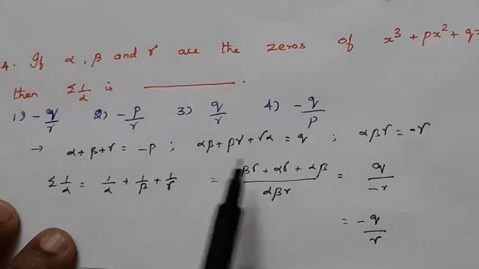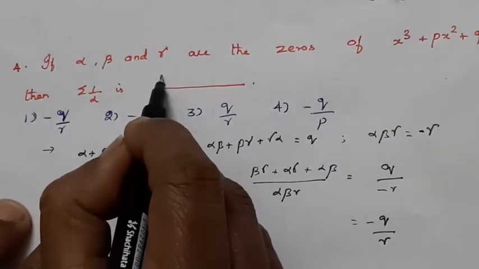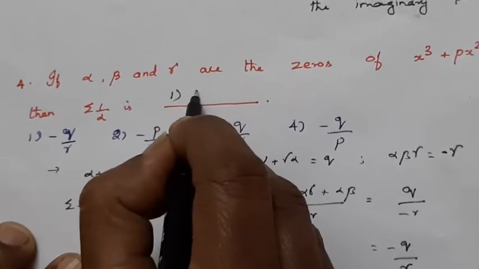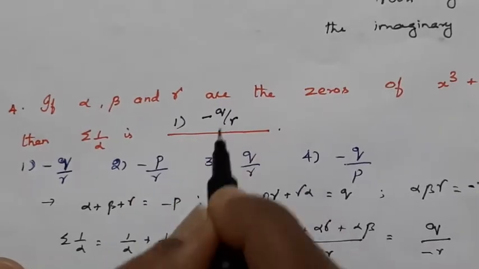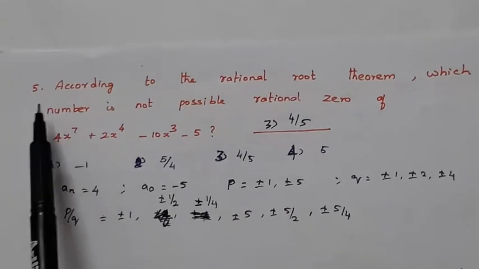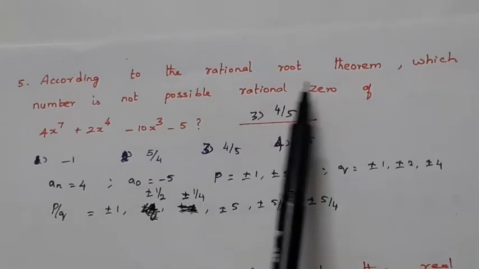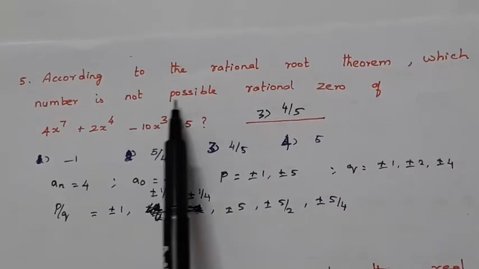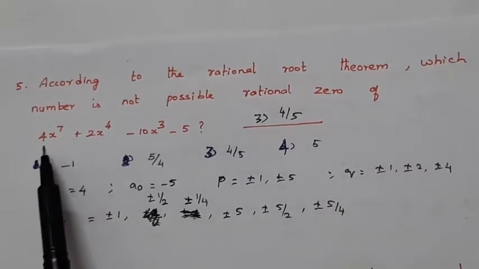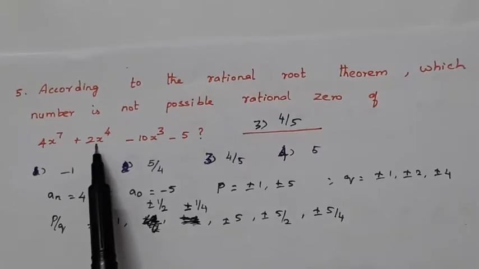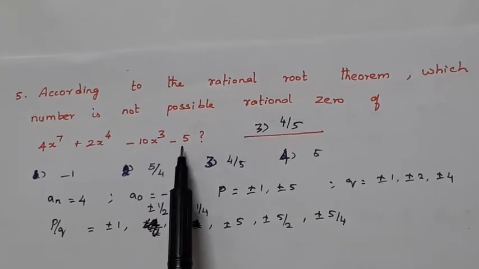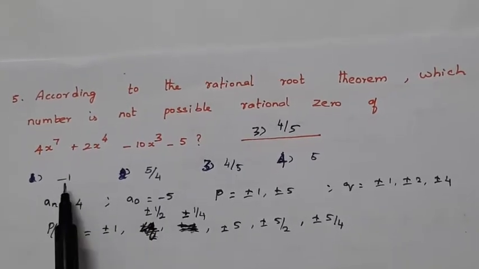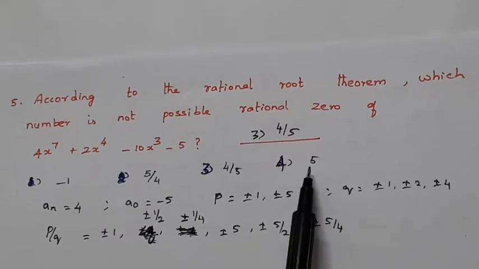So what is that first option? The answer for the fourth one is option number 1, minus q by r. The fifth question is: according to the rational root theorem, which number is not a possible rational zero of the polynomial 4x power 7 plus 2x power 4 minus 10x cube minus 5? The options are minus 1, 5 by 4, 4 by 5 and 5.